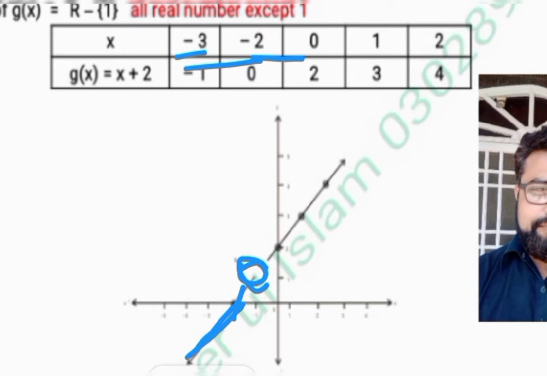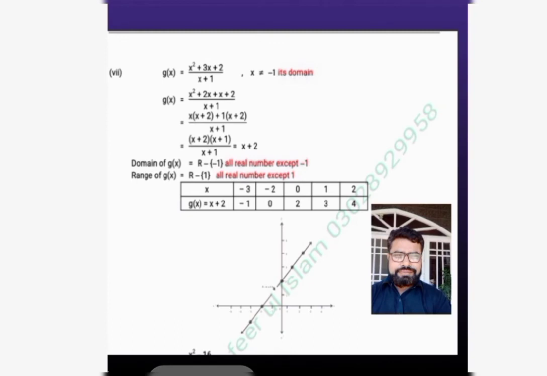Now we will solve the next part. It's not a continuous function. As I've told you earlier, if there is a break in the graph, it's not a continuous function. We will tell you in exercise 1.5.